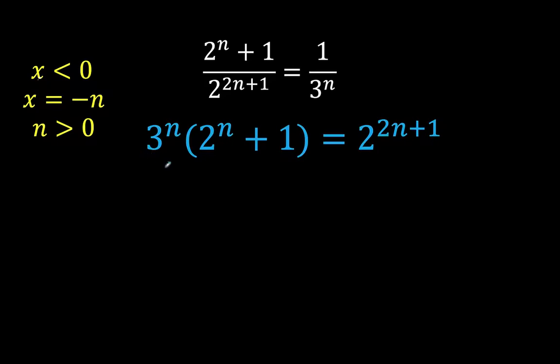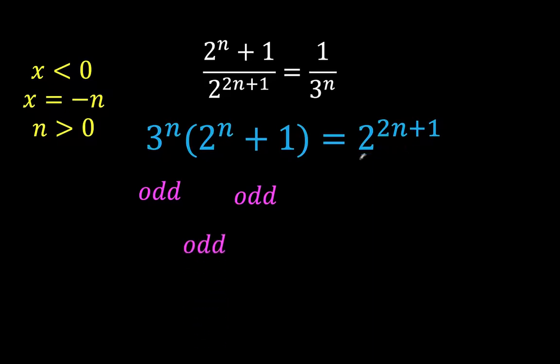What is the parity of 3 raised to n? If n is 1, this is an odd number. If n is 2, this is again an odd number. If n is 3, this is again an odd number, and so on. So 3 raised to n is clearly an odd number. 2 raised to n is an even number, but when you add 1 to an even number, that becomes another odd number. And when you multiply an odd number times an odd number, the result is also another odd number.